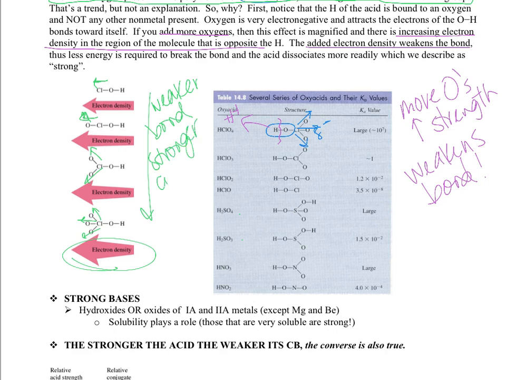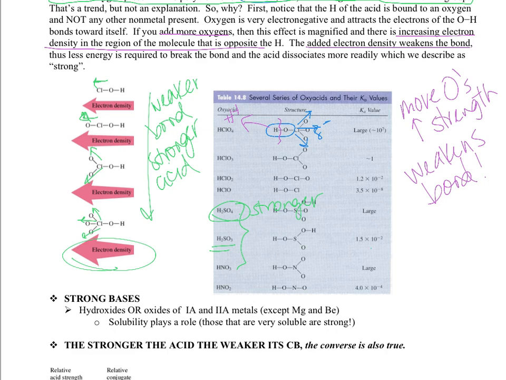This is really important to recognize because that's easy to compare. For example, when I'm just comparing these without even looking, I can see H2SO4 versus H2SO3. I know this is going to be stronger because it's got more oxygens. So this is considered one of my strong acids, whereas H2SO3 is a weaker acid.